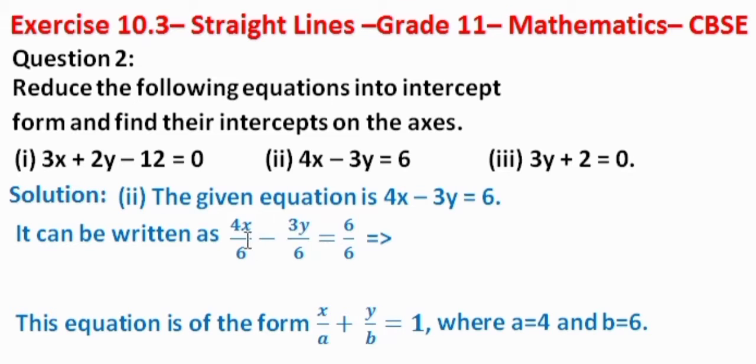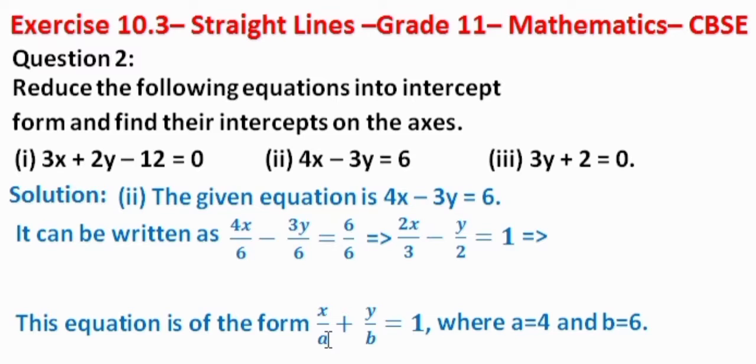So divide both sides by 6. So 4x by 6 minus 3y by 6 equal to 6 by 6. 4x by 6 can be 2 by 3. So 3y by 6 can be 1 by 2. Then equal to 1, isn't it? So when you simplify, 2x by 3 and minus y by 2 equal to 6 by 6, which is 1.